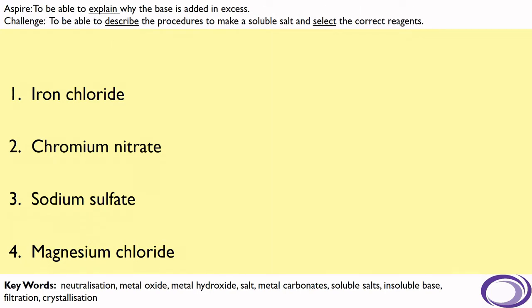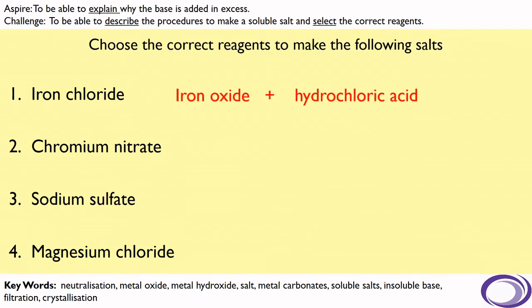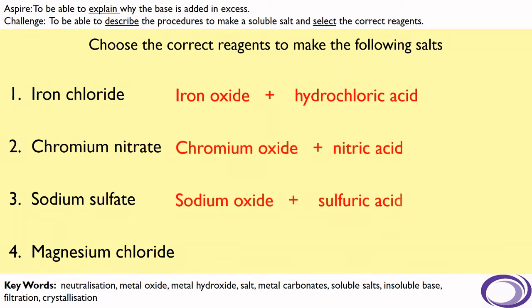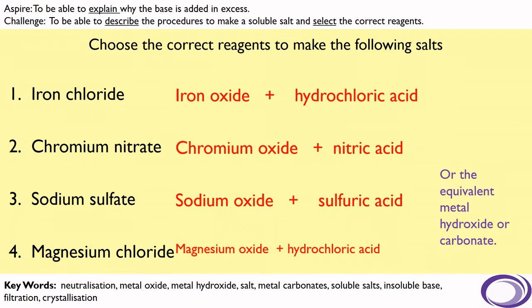So if I want to make iron chloride, I could react iron oxide with hydrochloric acid. For chromium nitrate, I could react chromium oxide with nitric acid. For sodium sulfate, I could react sodium oxide with sulfuric acid. And for magnesium chloride, I could react magnesium oxide and hydrochloric acid.